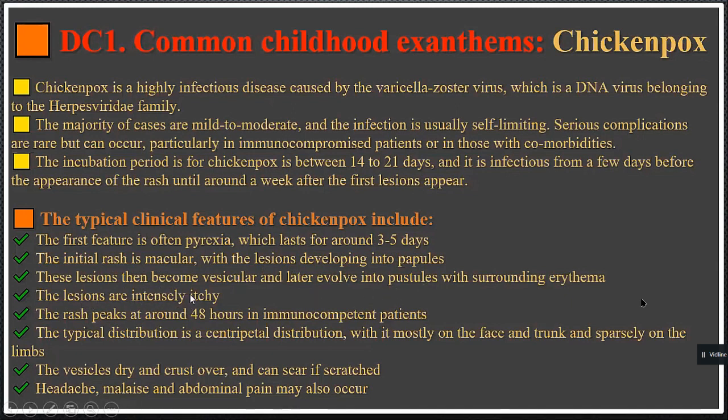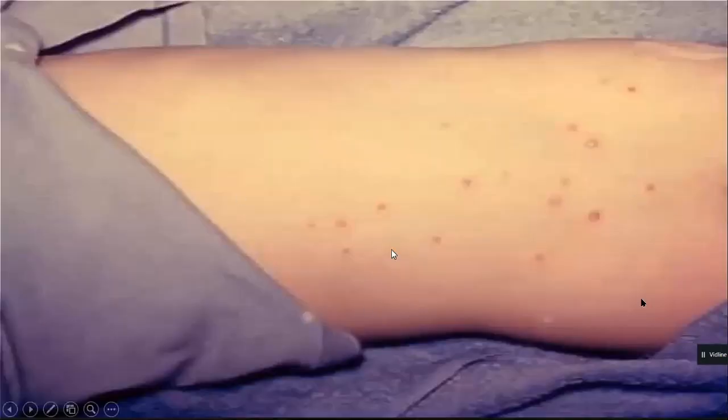The lesions are itchy, the rash peaks around 48 hours in immunocompetent patients. So the typical distribution here is the face, trunk, and limbs. The vesicles dry and crust over and can scar if scratched. The patient has headache, malaise, abdominal pain. So they can give you this image in the exam.